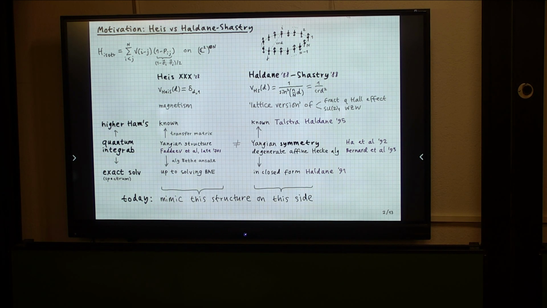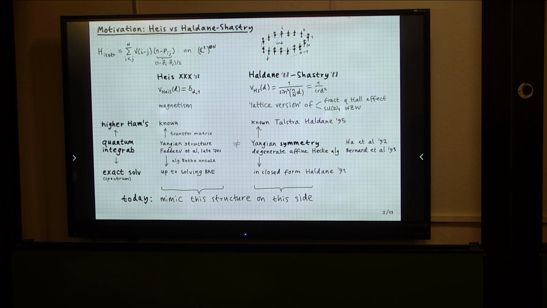So you cannot do an algebraic Bethe ansatz because you don't change the eigenvalue. So instead, you have to do some sort of trickery, and it was realized that this is related to the degenerate affine Hecke algebra, about which I will say some more later as well. And this allows you to describe the spectrum in closed form.